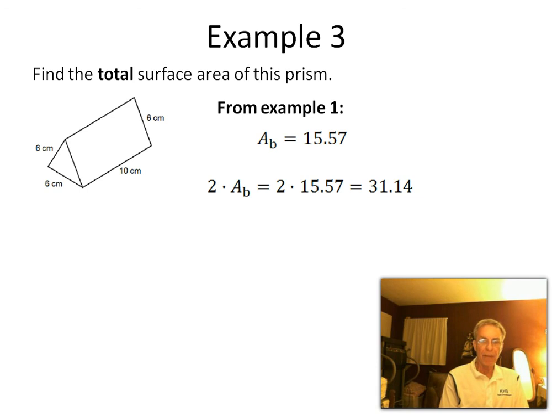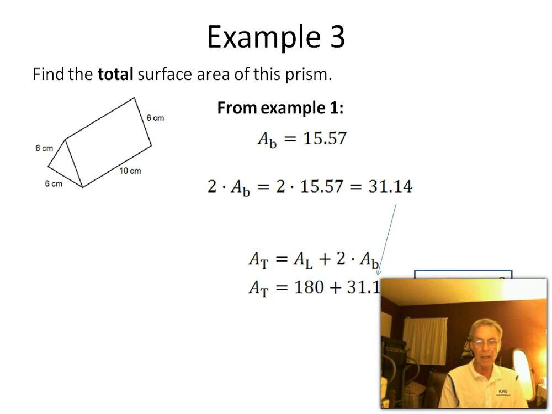Okay, we're going to combine the 31.14 with the 180 that we found in the previous example for the lateral surface area, which is represented by the A sub L. I'm going to put that in, so 180 plus the 31.14 that we just found is equal to 211.14 square centimeters. Okay, that concludes this lesson.